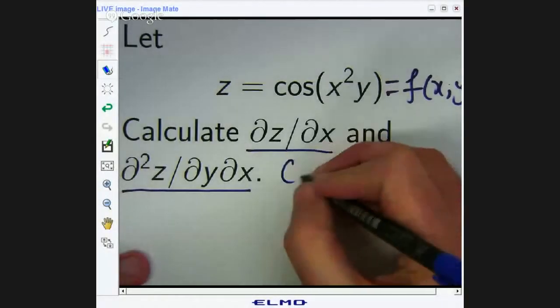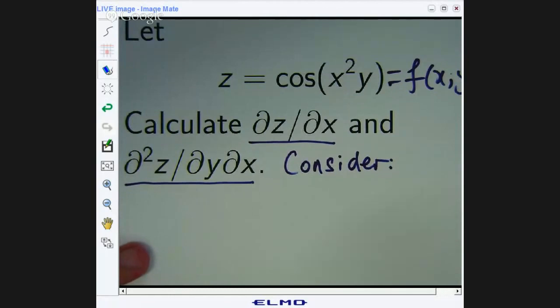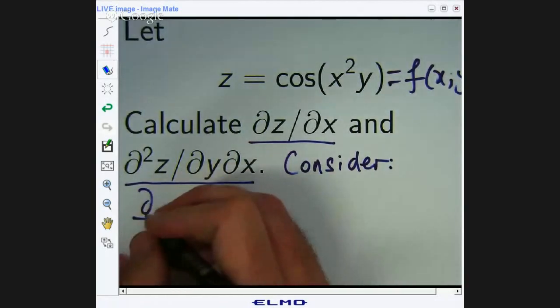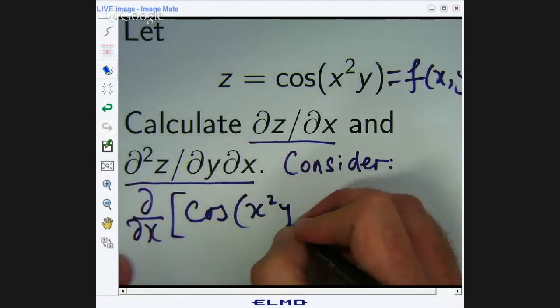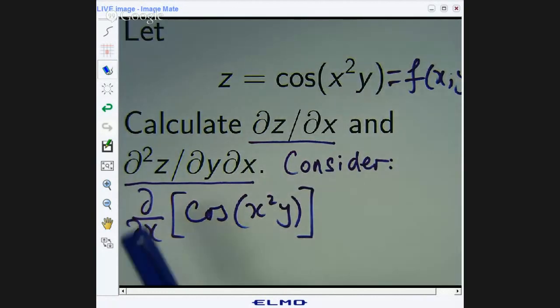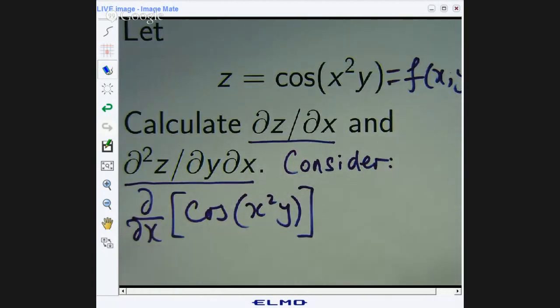So let's consider the derivative. This just means I'm about to take the partial derivative of this function with respect to x. Now, when we do this, we imagine y is a constant and we just differentiate normally with respect to x. So imagine y was 2, okay? The 2 would come to the front, the derivative of x squared would come to the front, and the cosine would become a negative sine. So let's unpack that a little bit.